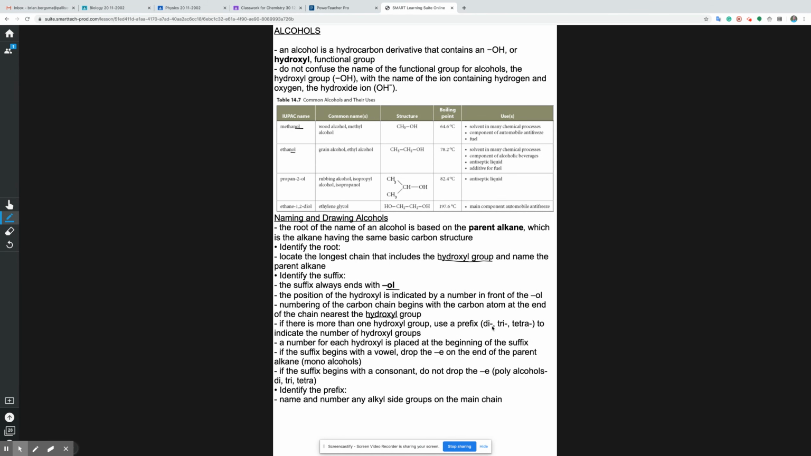If there's more than one hydroxyl group, you'll use di, tri, tetra to indicate how many hydroxyl groups. A number for each hydroxyl group is placed at the beginning of the suffix. So if you have more than one, as we see here, we have ethane-1,2, there's two of them, so diol.